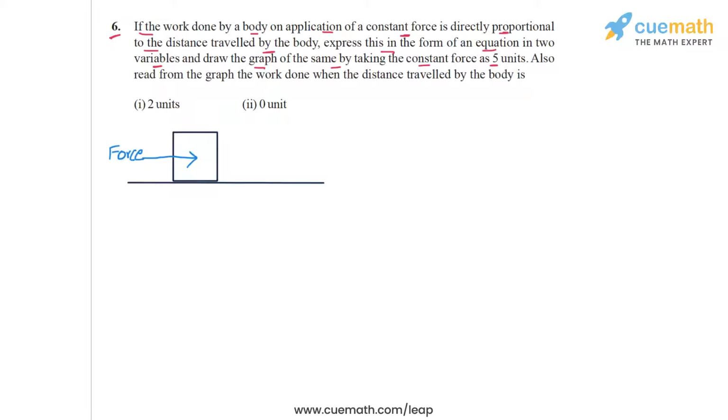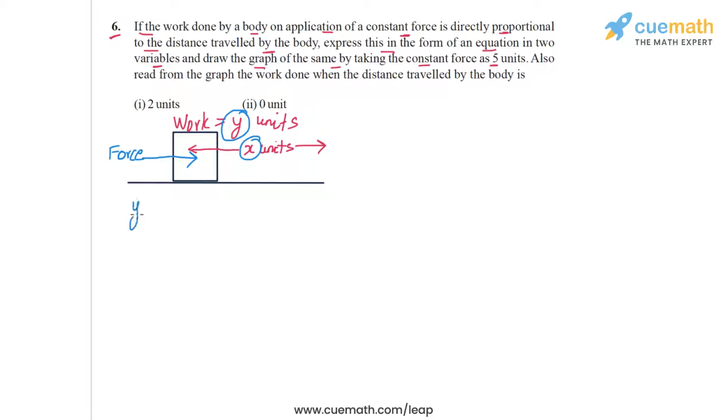Imagine that you have a body on which a force is being applied, and because of this force the body will move a certain distance. Suppose that it moves a distance of x units, and because of this movement there is some work done by the force, and imagine that work done is y units. So the work done y must be proportional to the distance moved, which is x.